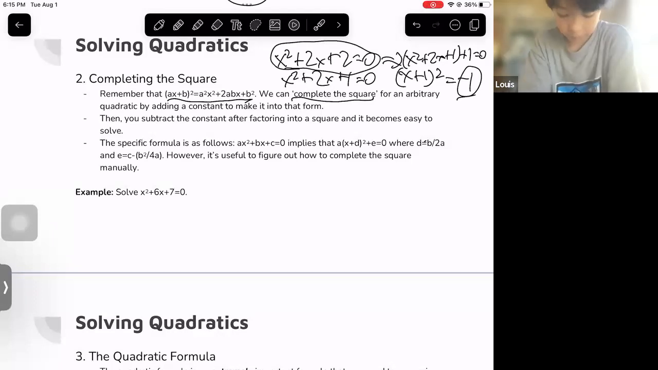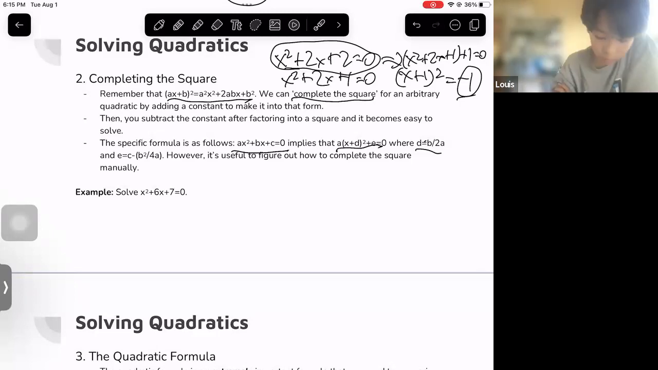So the specific formula is ax squared plus bx plus c equals 0 implies that a times (x plus d) squared plus e equals 0, where d is equal to b over 2a and e is equal to c minus b squared over 4a. However, it's useful to figure out how to complete the square manually. So I'll give you guys a few minutes to solve this problem.